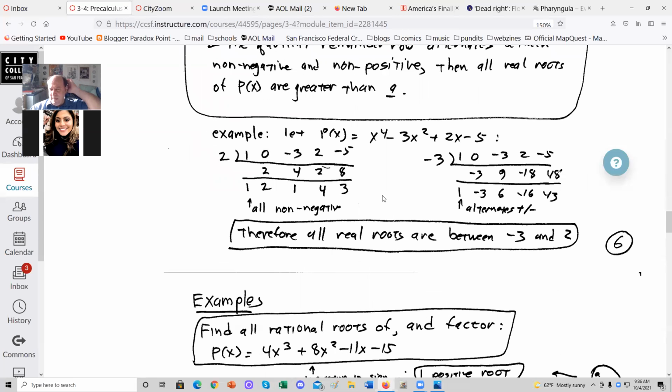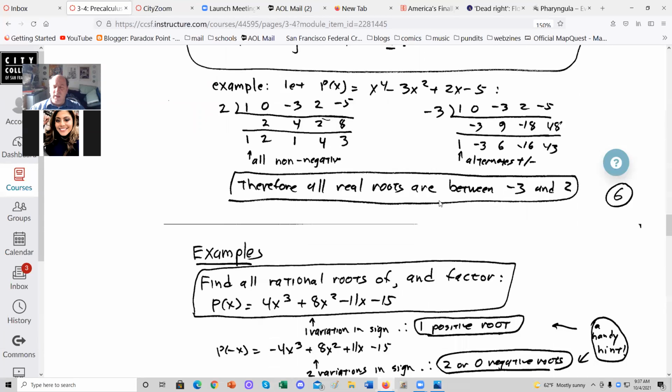So for example, let's try x to the 4th minus 3x squared plus 2x minus 5. If we synthetically divide by 2, after a bunch of work, we're left with this in the last row. These are all non-negative, so all the real roots are less than 2. Here we'd synthetically divide by -3, and after some work, 1, -3, 6, -16, 43. This alternates between plus and minus, so all real roots are at least -3. So all the real roots are between -3 and 2, as shown by this and this.